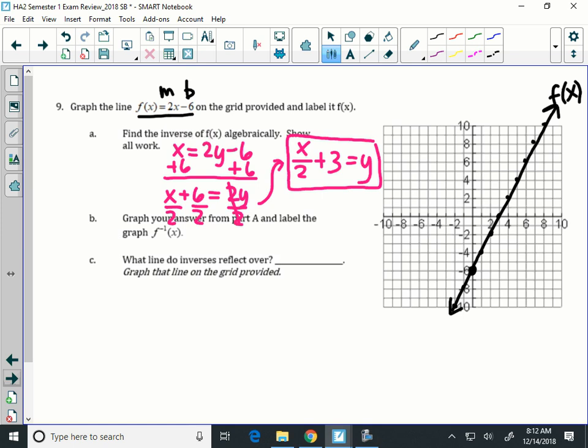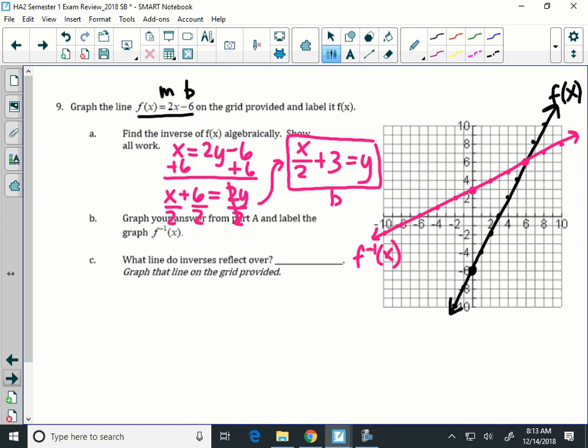So when I graph this, I start at my y-intercept of 3, and notice that my slope is up 1 over 2. It's 1/2. So you're going to plot all those points on your grid so that you can get a really nice line here. Again, pause the video if it takes you a little bit longer to plot those points. That's the graph of the inverse, f inverse of x.